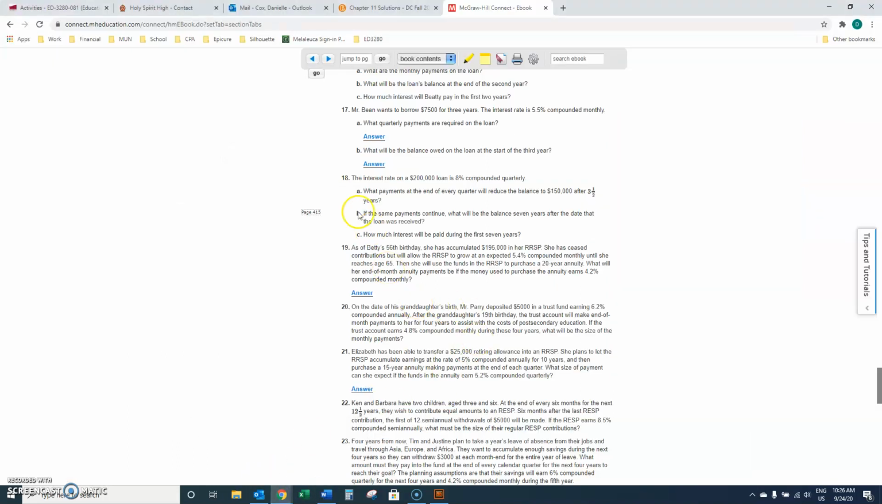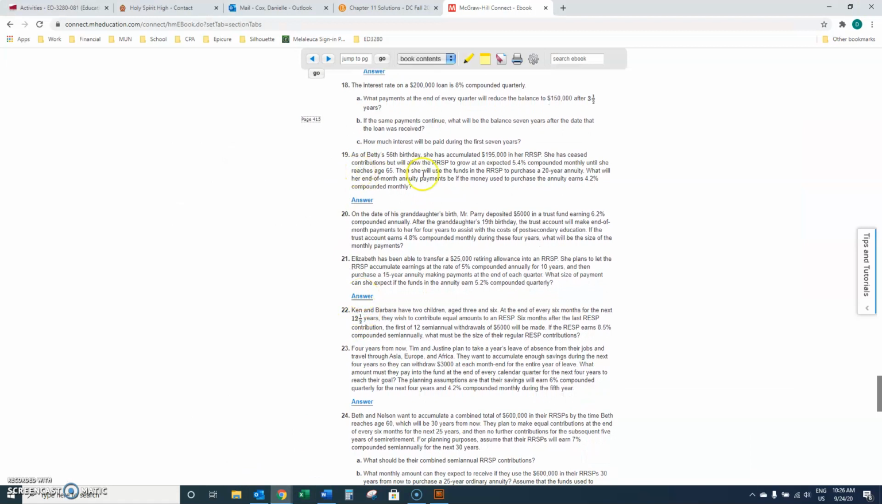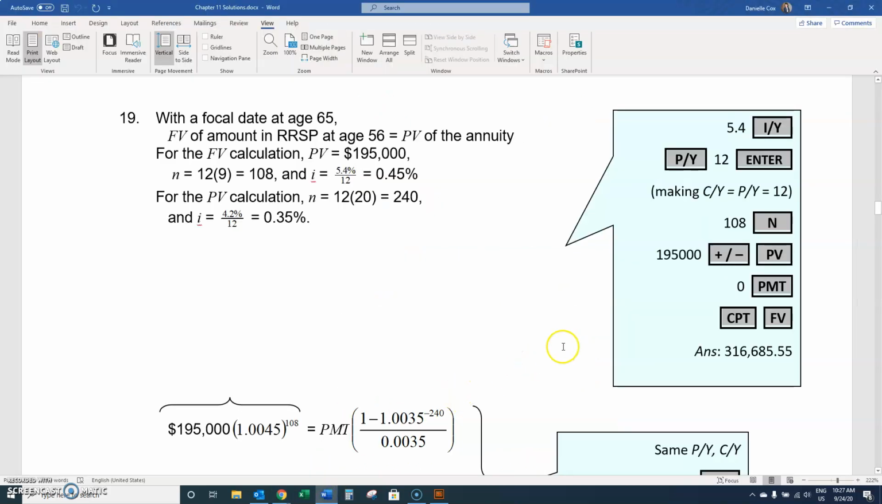So the information on the annuity. She'll use the funds to purchase a 20-year annuity, so we know N is going to be 20 times something. What will her end of month annuity payments be, so end of month payments, so it's monthly, so payments per year is 12. If the money used to purchase the annuity earns 4.2%, so our interest per year is 4.2, compounded monthly, so our compoundings are 12 per year also. So we can go back to our solution.